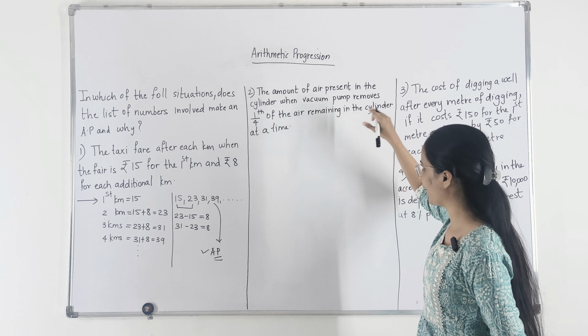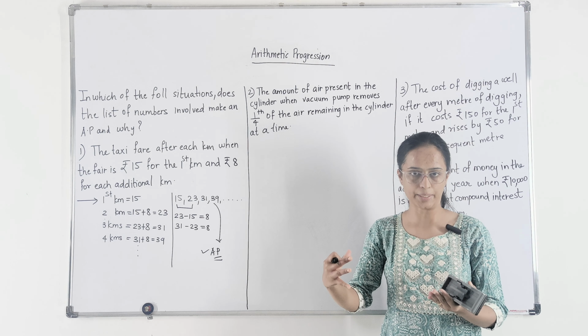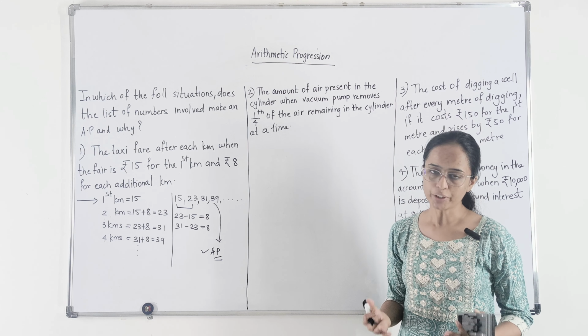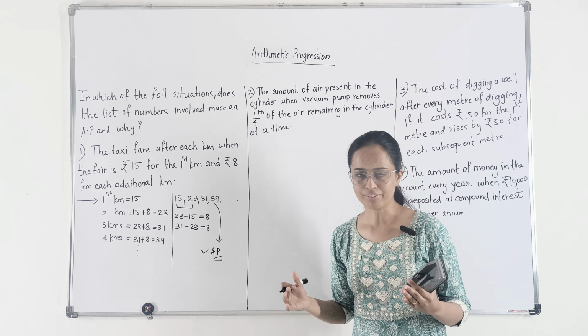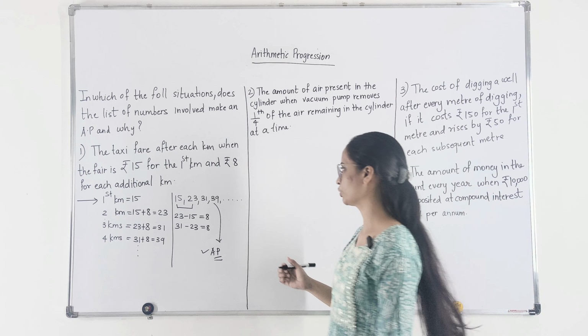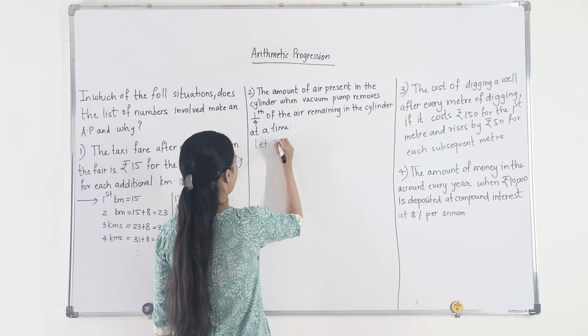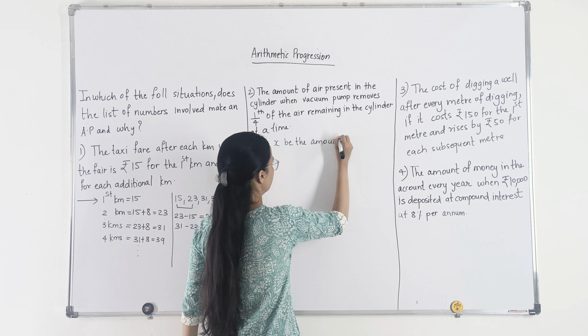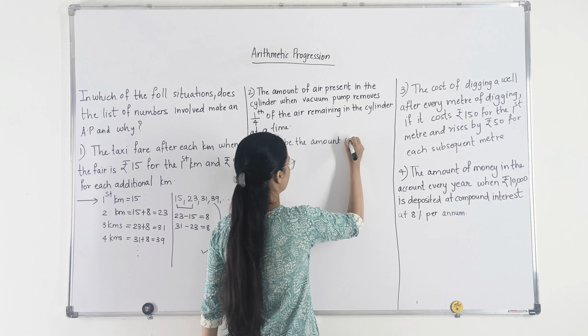तो जितनी भी एयर उस सिलेंडर में है at a time उसमें से 1/4 of the air is been removed. So whatever air is left, 1/4 of that is removed at a time by the vacuum pump. So when it pumps for the first time, जो भी टोटल एयर है उसमें से 1/4 रिमूव होगा. Since we don't know what is the total amount of air, that is why we are going to take it as x. So let x be the amount of air in the cylinder.